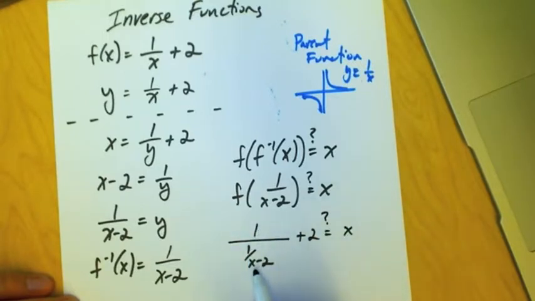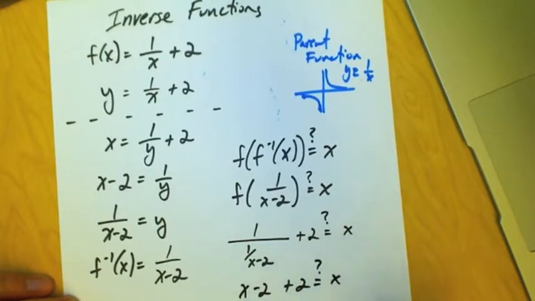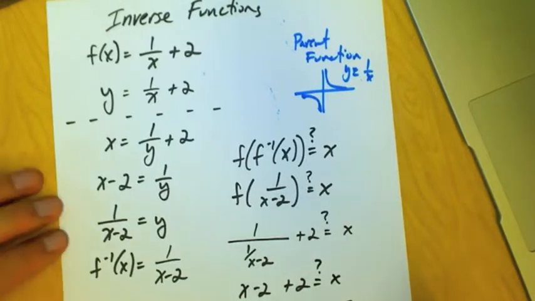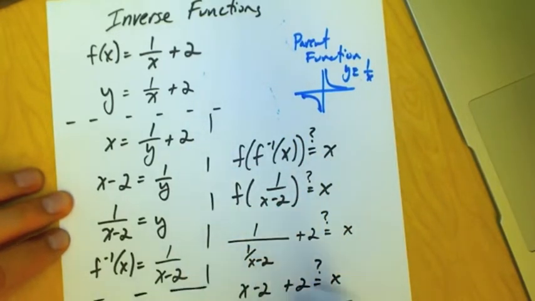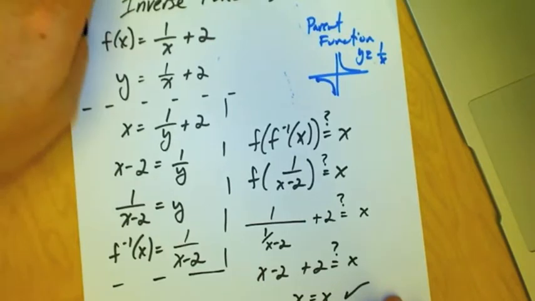One divided by something is another way to say reciprocal. So the reciprocal of 1 over x minus 2 is x minus 2. Negative 2 plus 2, they cancel out. X equals x. They are inverses. Now I could put a dotted line here to keep it in one page.